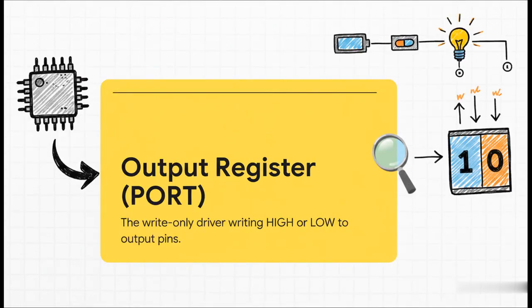And finally, if we configure the pin as an output, we use the port register. This is our write-only driver. When you write a 1 into this specific memory box, the microcontroller physically pushes a high voltage out of the actual pin. If you write a 0, it drops the voltage to low. The port register is entirely responsible for pushing the electricity out to do things like, say, light up an LED.